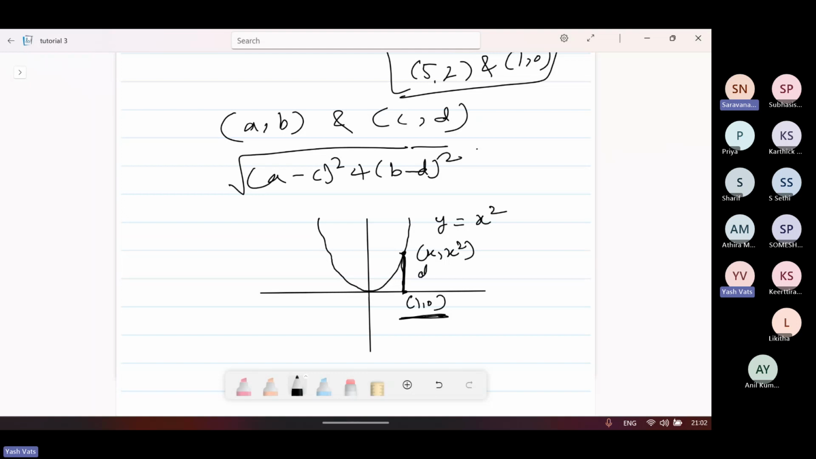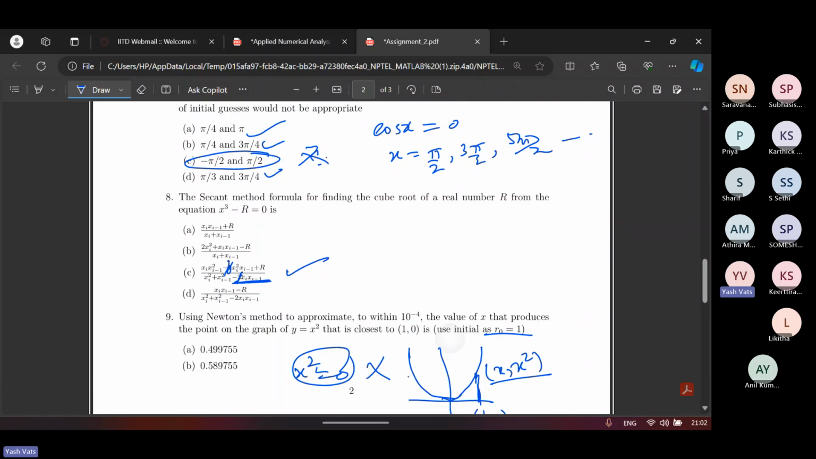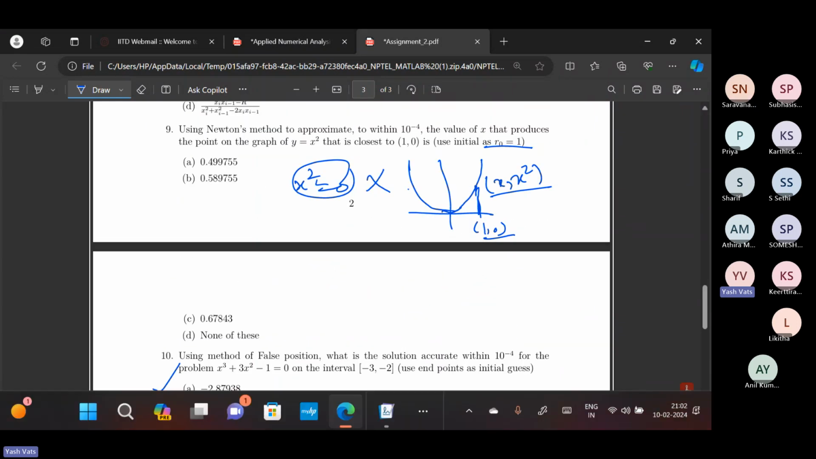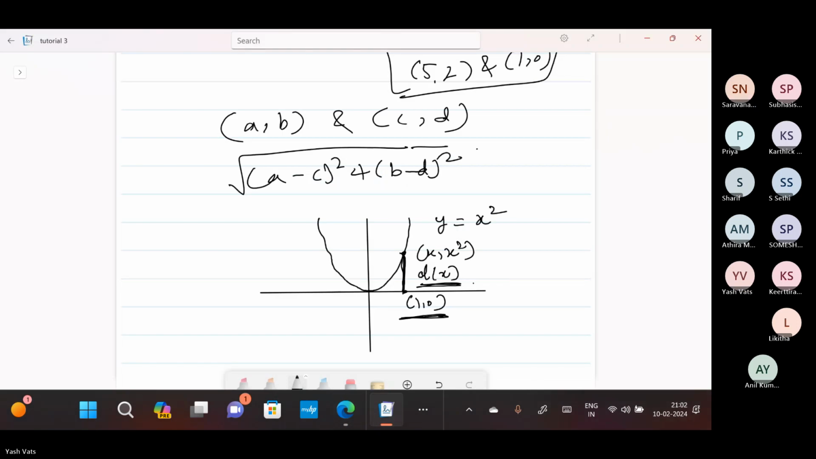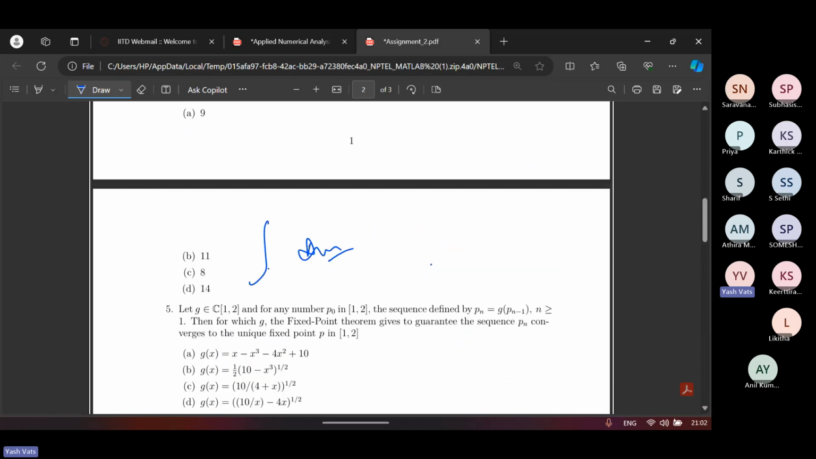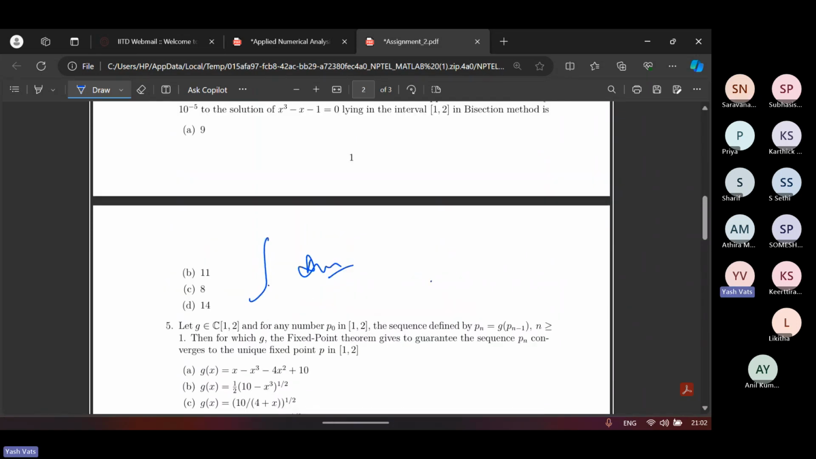Distance d(x). So you need to find that point actually, and you will find out it should lie between 0 and 1, I think. So here are some options which guarantee that it lies between 0 and 1. So should I go to the next method?